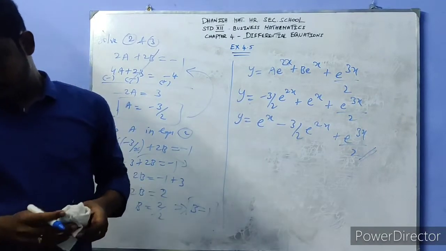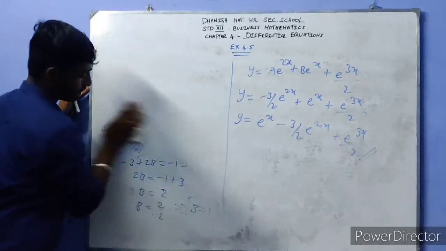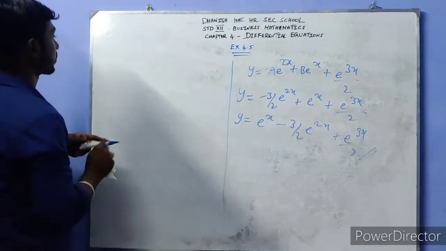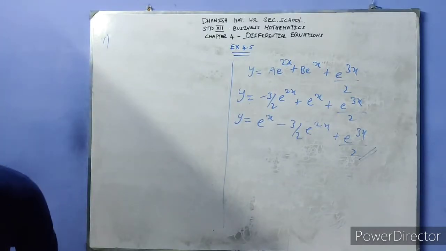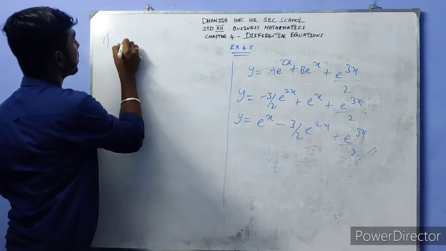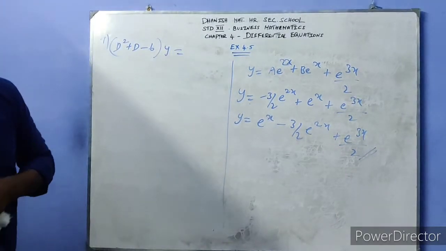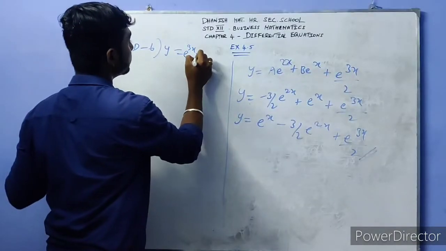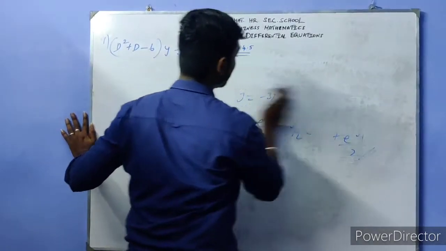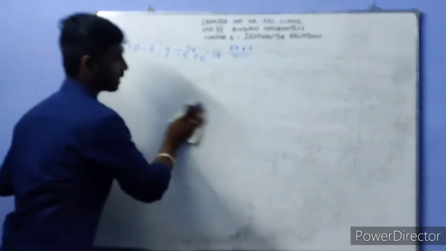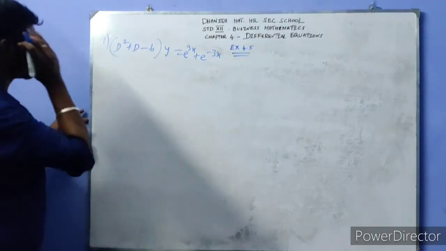So let me see the 9th question. What is the question given here? D square plus d minus 6 operating on y equal to e power of 3x plus e power of minus 3x. Here two particular integrals will be given. Two functions are given here. So listen to the question. On the RHS side they are given two functions. Let me solve this one.